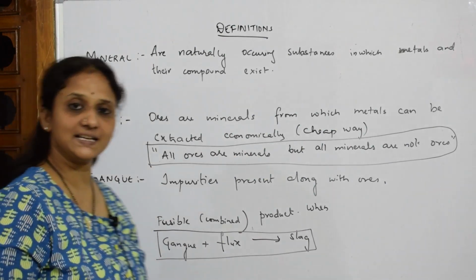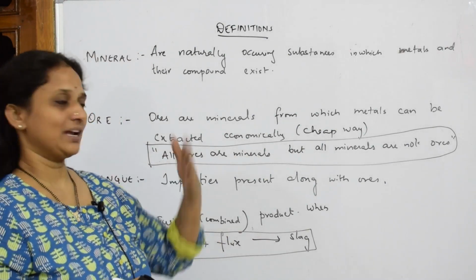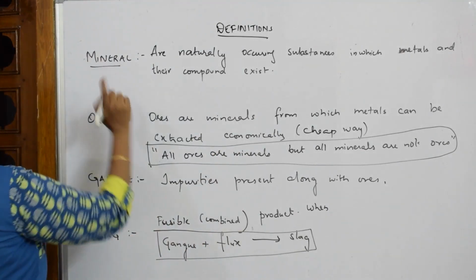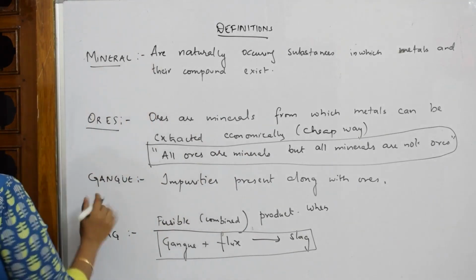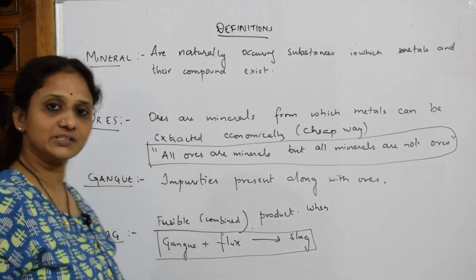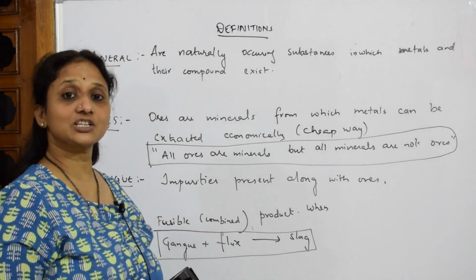When I do the examples, I'll show you examples with silica and iron oxide also, and gradually I'll show you different examples. So as of now, remember, minerals are not ores, but ores are minerals. Gangue is the impurity. Slag is the combination of this. So I'll move directly into the topic now. I'll be starting with extraction of iron.